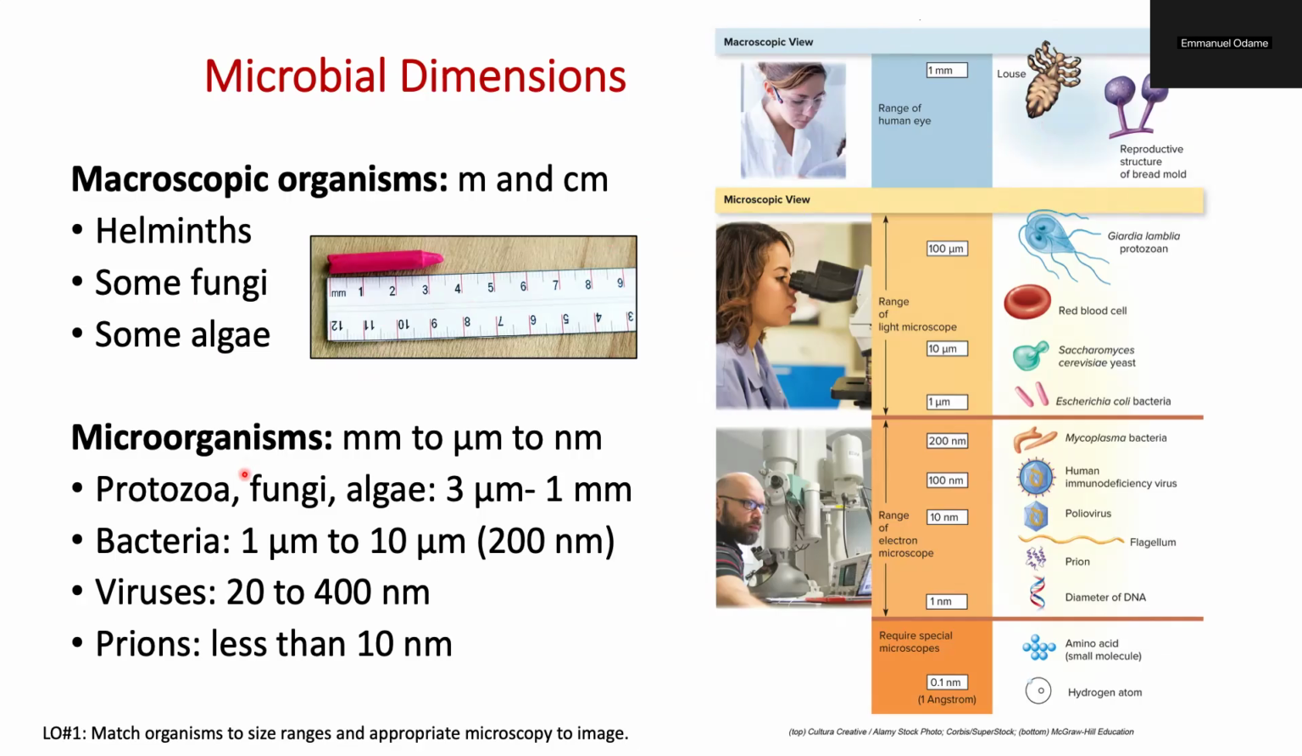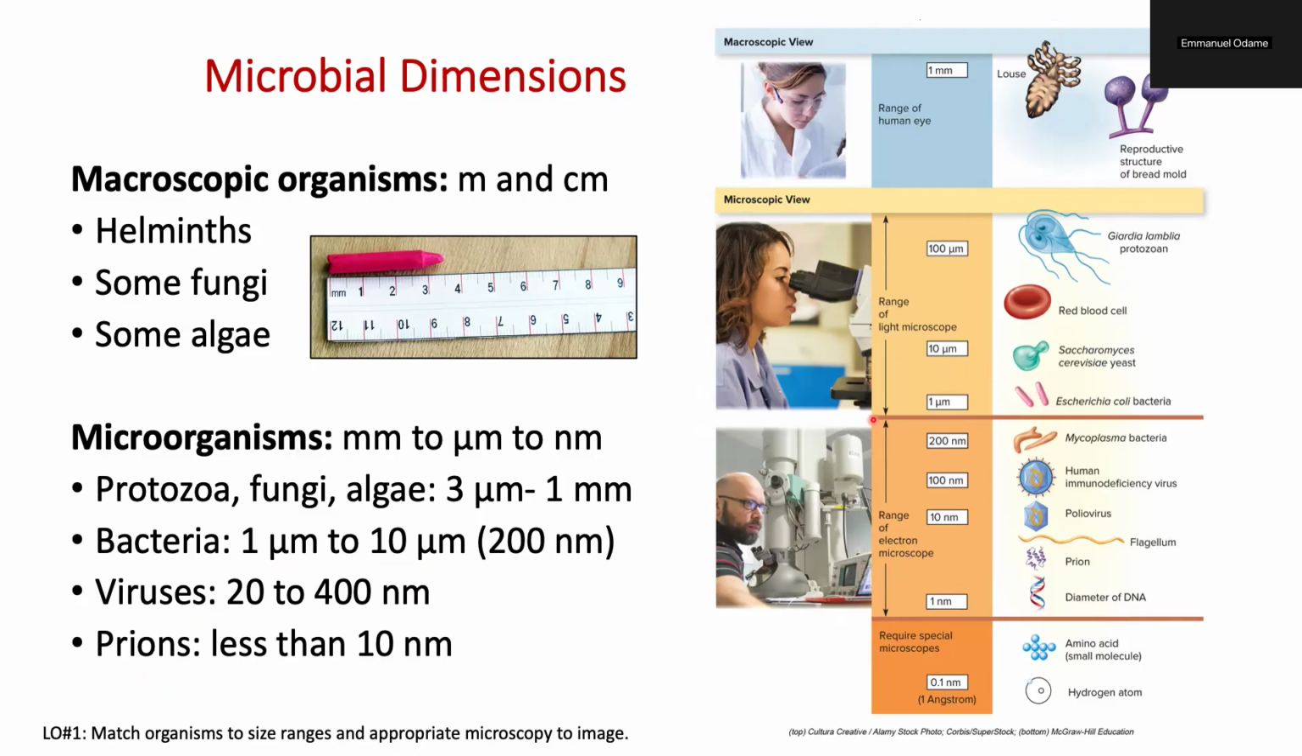Then we have the second category, microorganisms. These are smaller, you can't see them with your naked eye, and they usually range from millimeters to nanometers. A prime example is protozoa, and there are also protozoa, fungi, or algae. They are usually between 3 micrometers and 1 millimeter. Bacteria are between 1 micrometer and 10 micrometers. Viruses are 20 to 400 nanometers. And prions are less than 10.